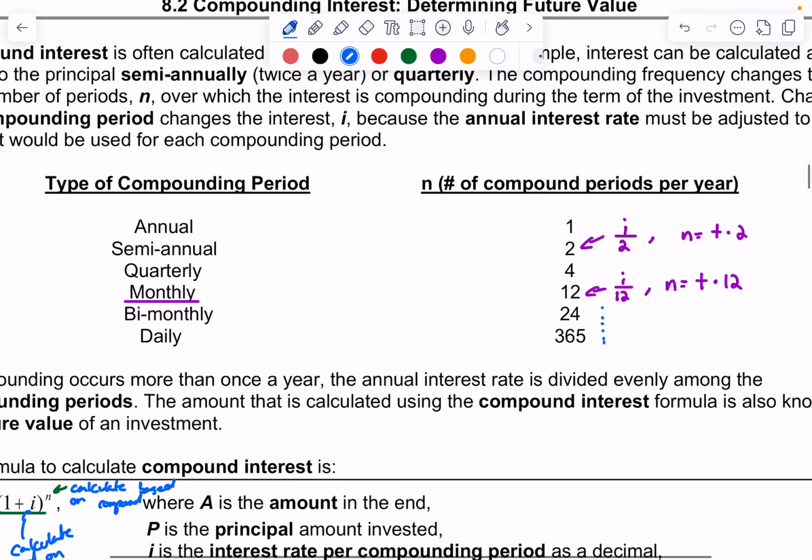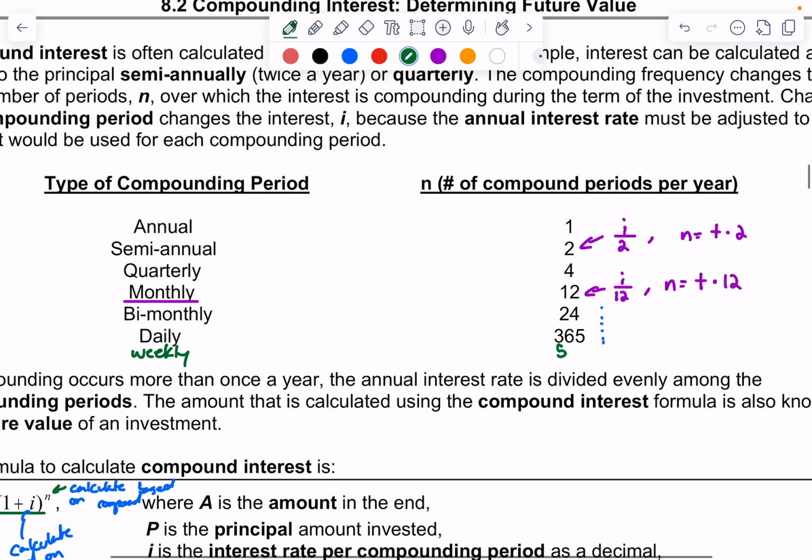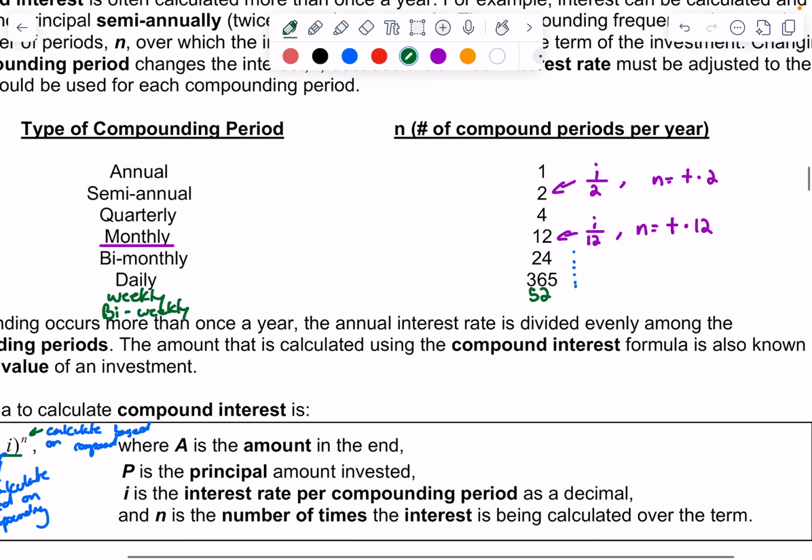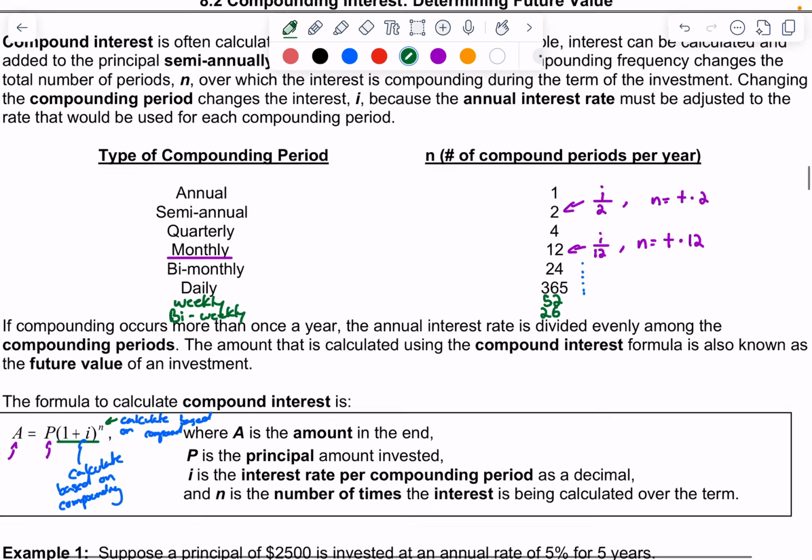The only ones I want to add on here that this is forgetting are weekly and bi-weekly. There are 52 weeks in a year for weekly. Bi-weekly, like paychecks, you'll see this a lot. How many bi-weeklies are in the year? It's just half of weeks, so there would be 26 bi-weeks in a year. Just know those two terms as well, because you'll see those.